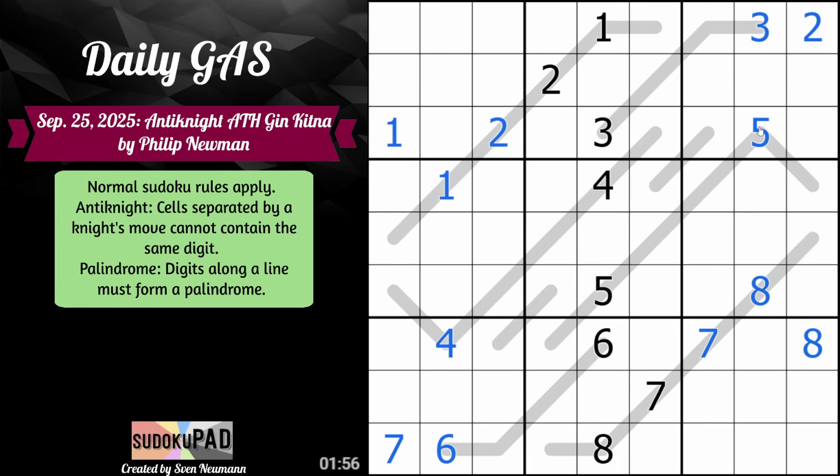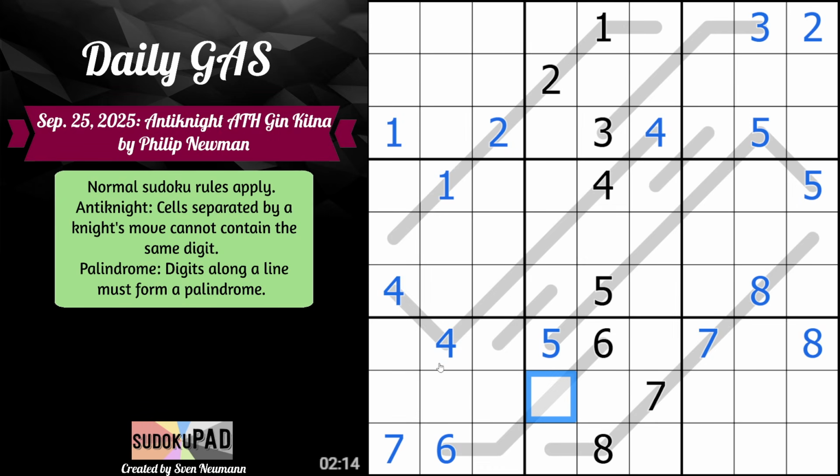Well, 5 actually can do something similar, right? 5 sees all of these cells and these cells, so it has to be here or here. Well, if you place 5 here, it would also have to go here by palindrome, which means it must go there, and I'm fairly certain we can do the same logic with the 4.